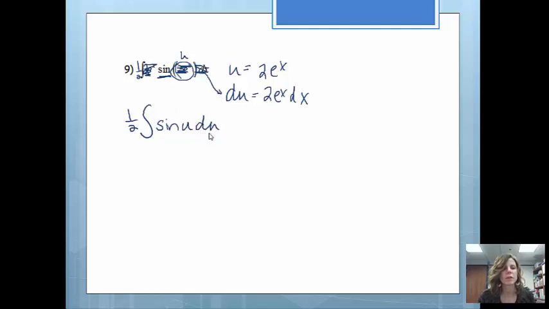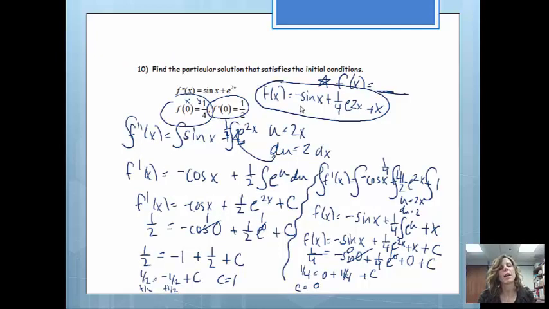So now from here, we are looking for the integral of the sine of u, and we learned a while ago that the integral of sine was actually negative cosine of u, and now we just need to put our u back in. So we're going to have negative 1/2 cosine of 2e to the x, and then plus c. So hopefully now you can take the integral of a function that involves e to the x.